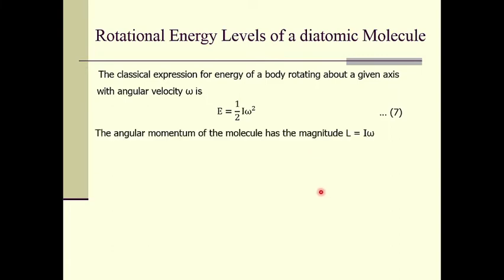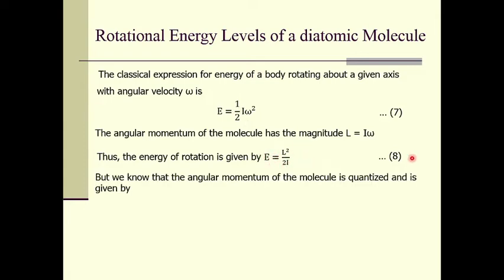And therefore the angular momentum of the molecule has the magnitude L is equal to I omega, where I is the moment of inertia and omega is the angular velocity. Therefore the energy of rotation is given by E is equal to L square upon 2I. We put the value of I omega here, and therefore we can write E is equal to L square upon 2I. Let us call it equation number 8.